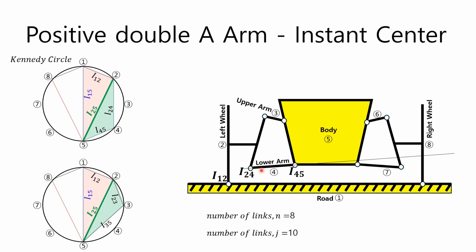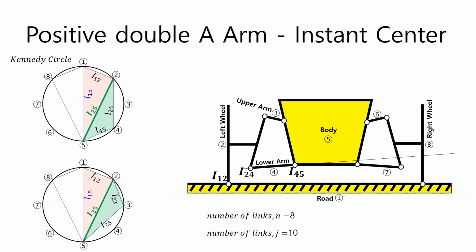According to Kennedy's theorem, all three instant centers shared by these three links, left wheel, lower arm, and body, must be in a straight line. These three instant centers correspond to the three line segments that form triangle 245 in the Kennedy circle on the upper left. Therefore, instant center I25 must be somewhere on the straight line connecting instant center I24 and instant center I45.